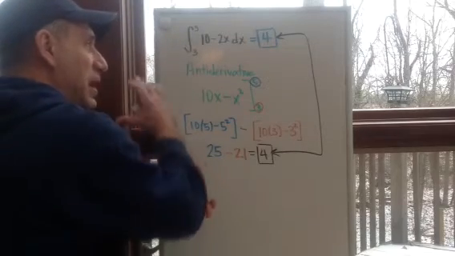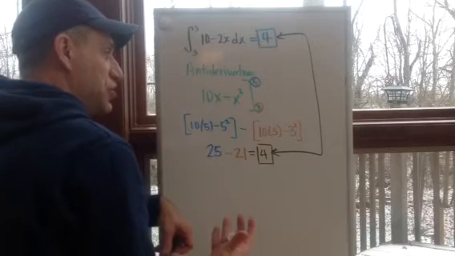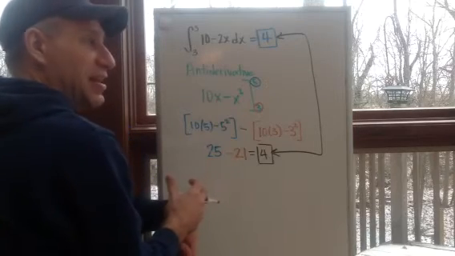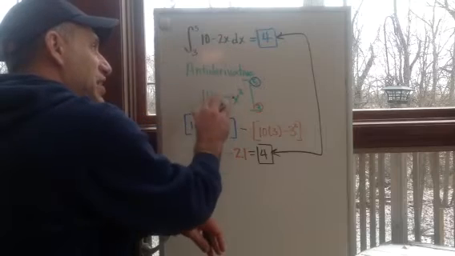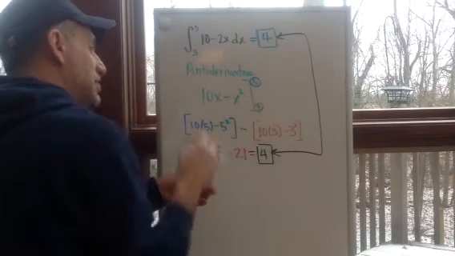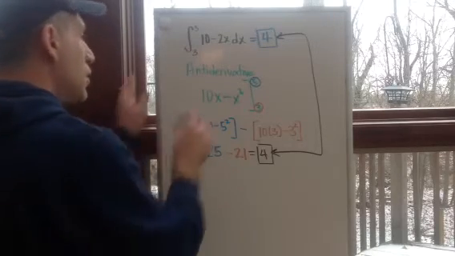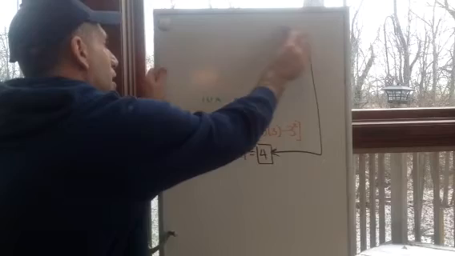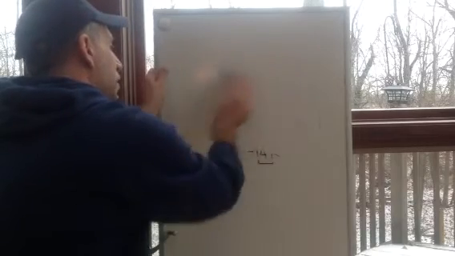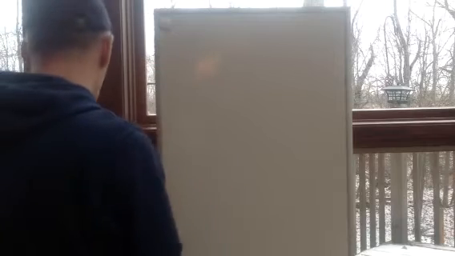Now, granted, these problems can get a lot more elaborate and they can get more challenging to do, but this is the general idea, okay, of what you're doing. Taking the antiderivative, put that number in on top first, put the bottom number in second, and you're finding the difference between the two.